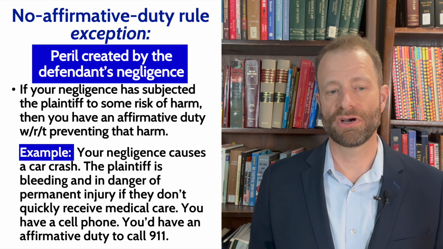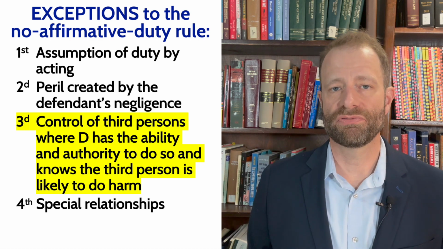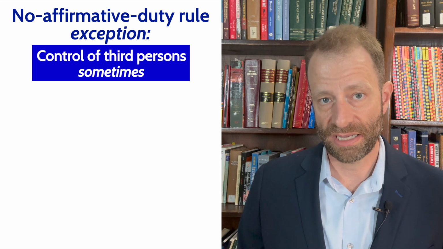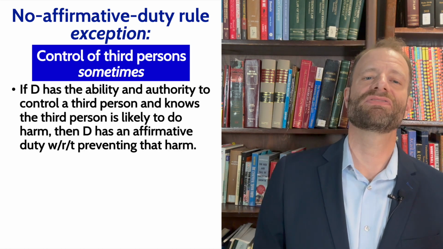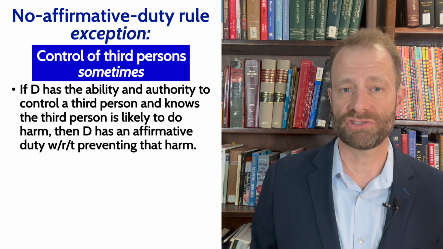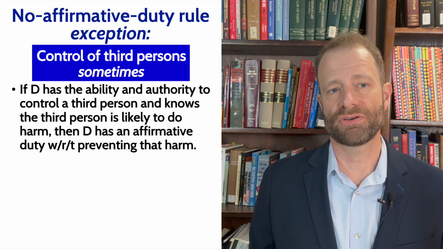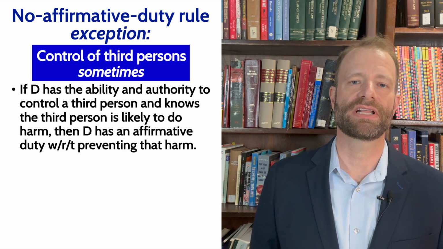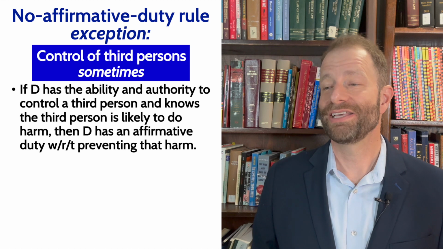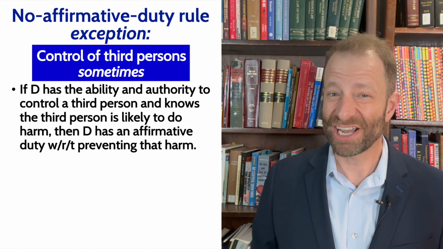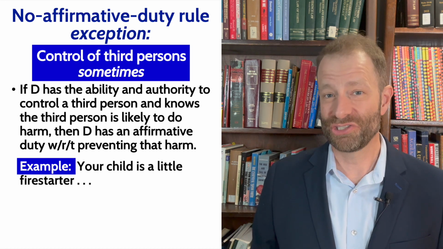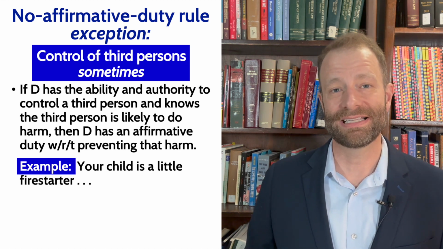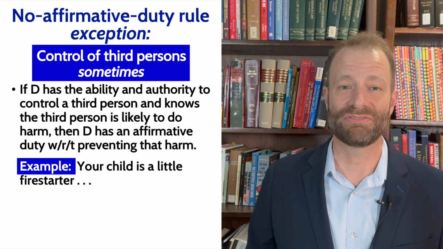Third exception to the general no affirmative duty rule is control of third persons. Sometimes, not usually, but if the defendant has the ability and authority to control the third person and knows that the third person is likely to do harm, then they have an affirmative duty to control that third person. For instance, you're the parent of a little fire starter, a child that loves to go around starting fires, and you're in a restaurant with lit candles, and you know that your kid is likely to go and set something on fire with one of the candles.